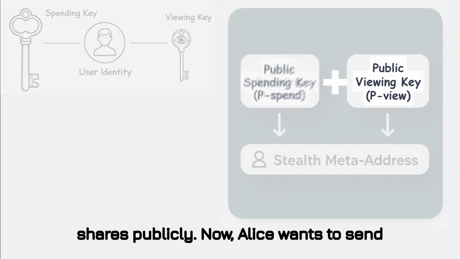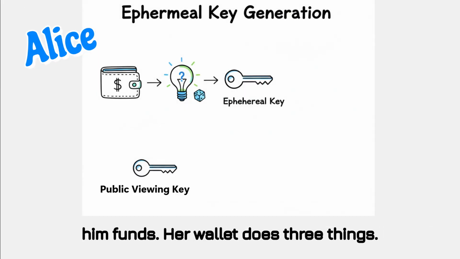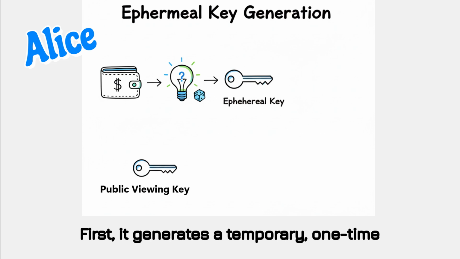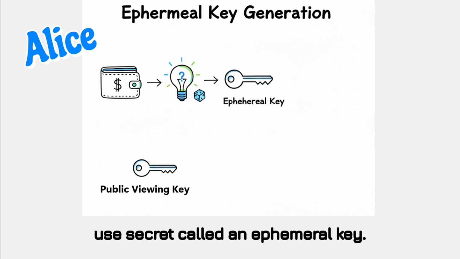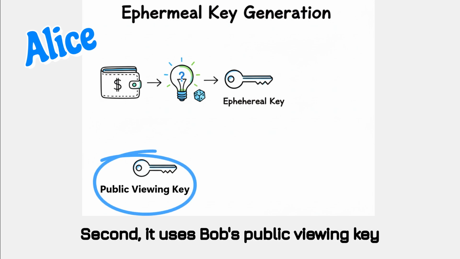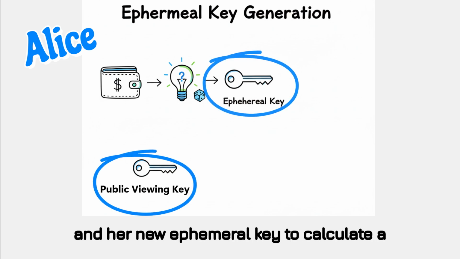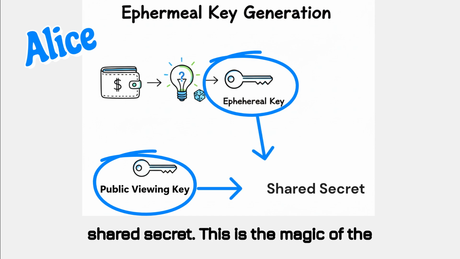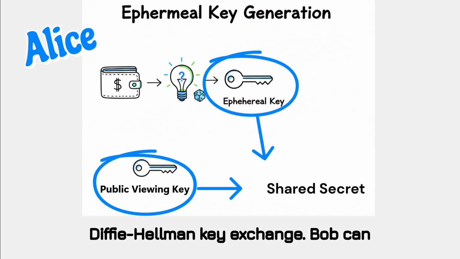Now, Alice wants to send him funds. Her wallet does three things. First, it generates a temporary, one-time use secret called an ephemeral key. Second, it uses Bob's public viewing key and her new ephemeral key to calculate a shared secret. This is the magic of the Diffie-Hellman key exchange.